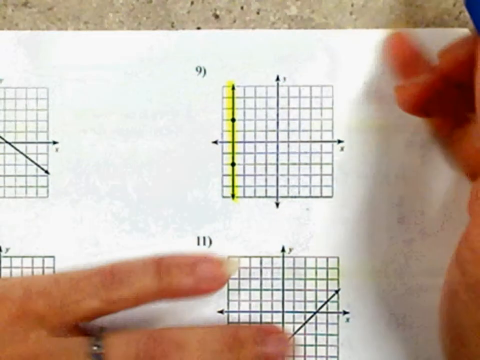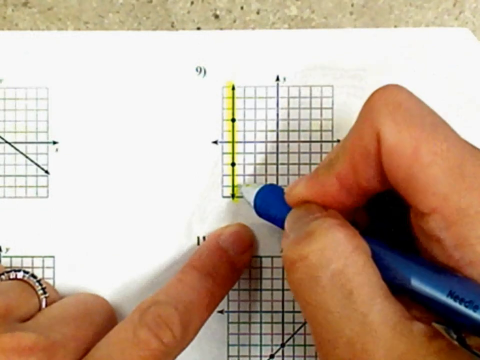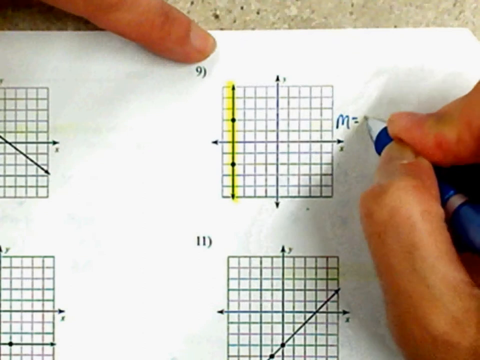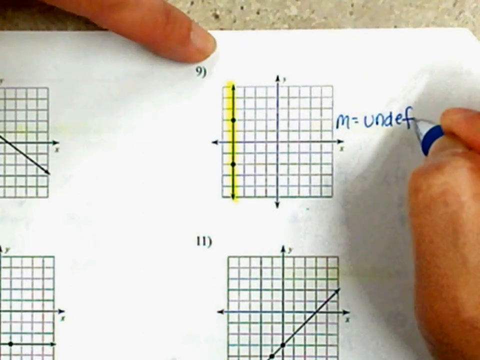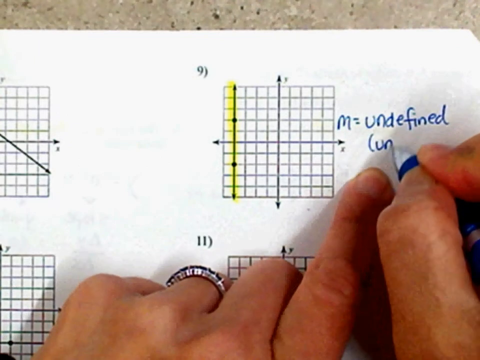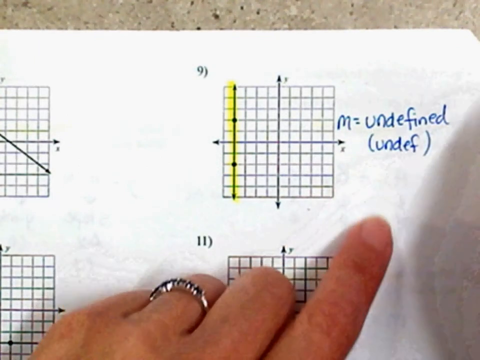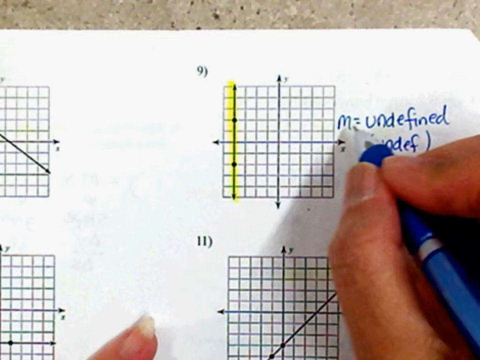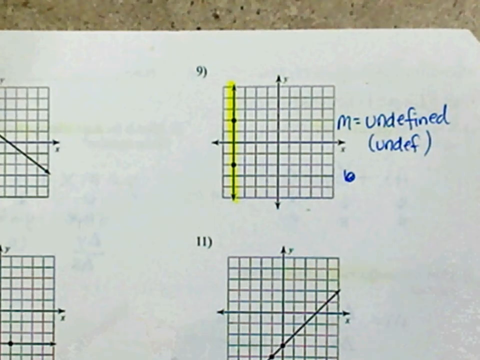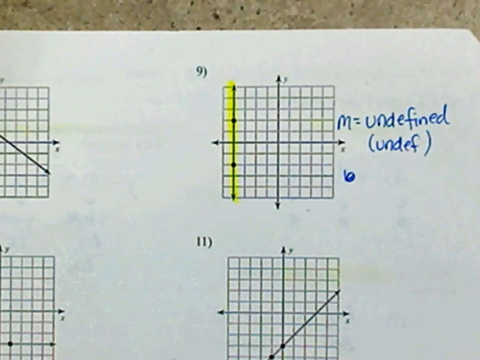So this is not even a function, all right? Therefore, what is your slope going to be? This is going to be undefined. And you can actually write it like this, undefined, and I will accept that, okay? Well, if your slope's undefined, you don't have a y-intercept at all. So it's just undefined. Okay, let's go to a different one.